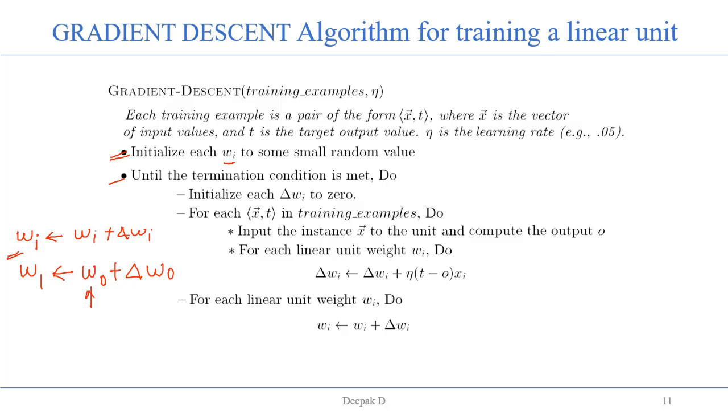Next, until you have some termination condition, you need to perform these steps. Initially I need to identify this term. How do I do it? Initially I use this equation to identify this value. I set delta Wi equal to 0. For each of the input instances, I need to compute the output. If the output is not as we expected, we are forced to change the weights. So how do we change the linear weights? Again, we have to identify this delta W by using this equation.